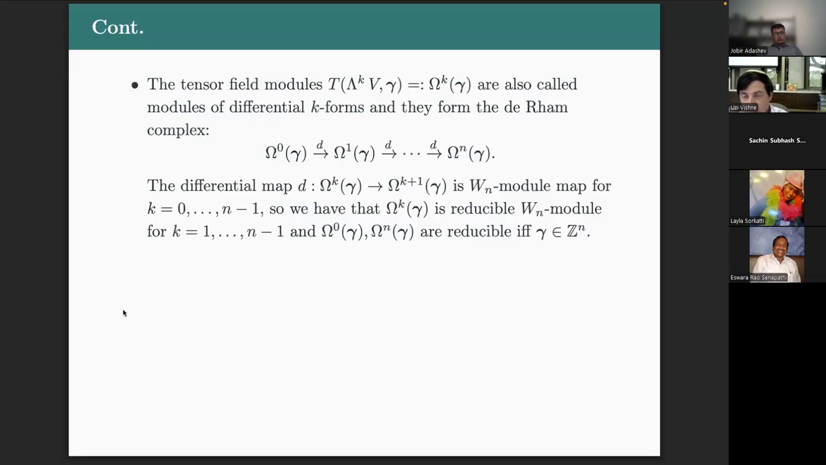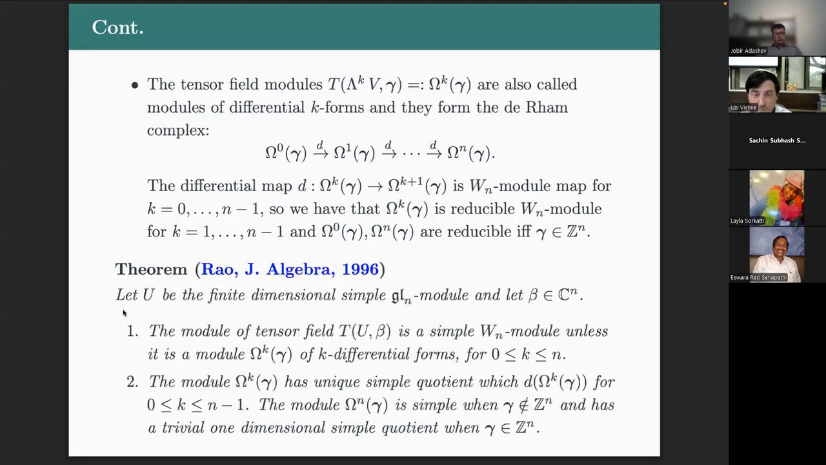So this gives that Omega^k gamma is reducible for k equal to 1 to n minus 1, and the 0th and nth spaces are irreducible if and only if gamma is not in Z^n. So we have these modules.